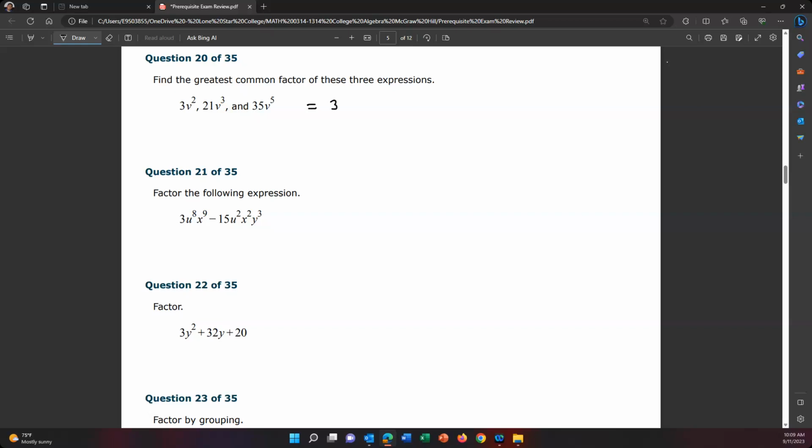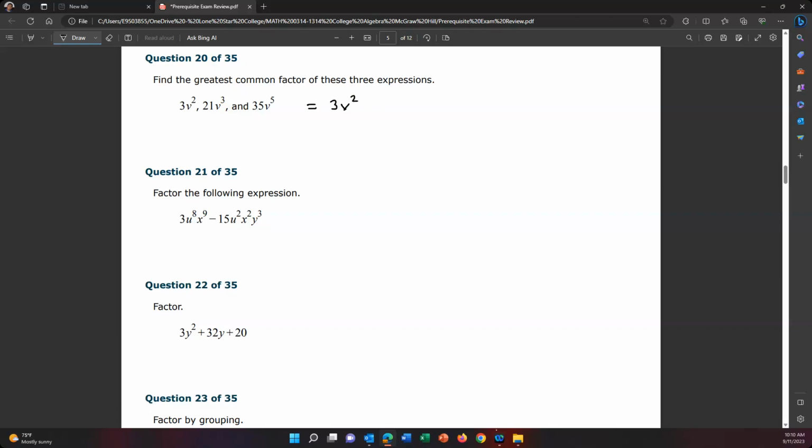Let me say that a little better. The coefficients of these 3 expressions are divisible by 3. Okay. What about the variable? Well, they have the variable v in common, okay? But in this case, when it comes to the greatest common factor, we're only going to take the smallest power. So in this case, the smallest power is v squared. Okay, so this would be the greatest common factor out of these 3 expressions.